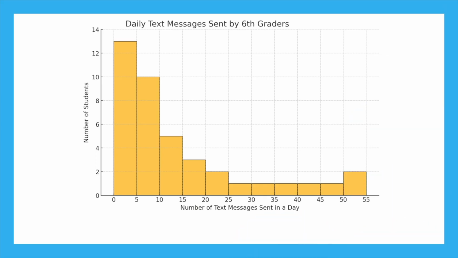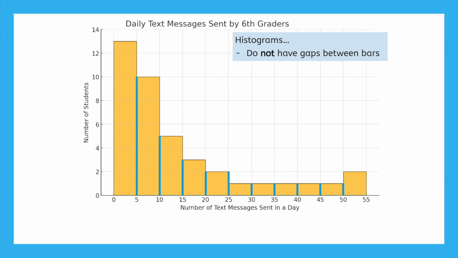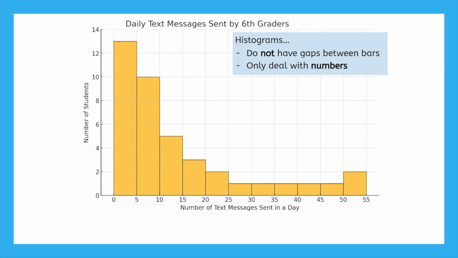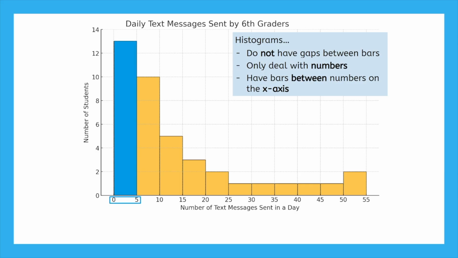Unlike the bars in bar graphs, the bars in histograms don't have gaps between them. The bars are touching in histograms. While bar graphs almost always have categories on their x-axis, histograms only deal with numerical data. You'll only ever see numbers on the axes of histograms. You might have also noticed that the bars of histograms are between numbers on the x-axis. For example, this bar is between 0 and 5, and this bar is between 35 and 40.